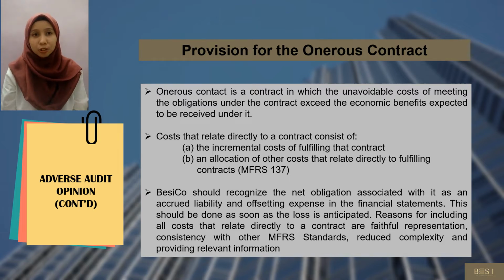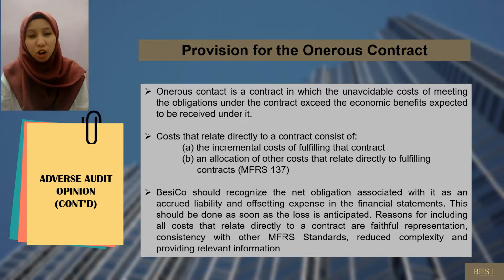Besi should recognize the net obligation as an accrued liability with an offsetting expense in the financial statement. This should be done as soon as the loss is anticipated. The reason for including all costs that relate directly to a contract is faithful representation, consistency with other MFRS standards, reduced complexity, and providing relevant information. That's all from me. So let's proceed to the next slide.